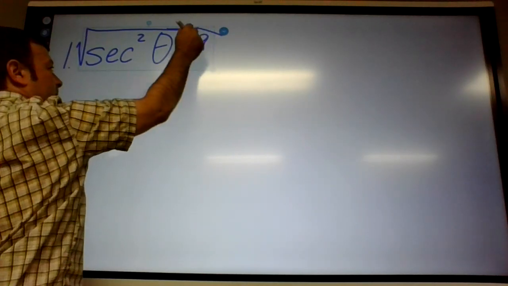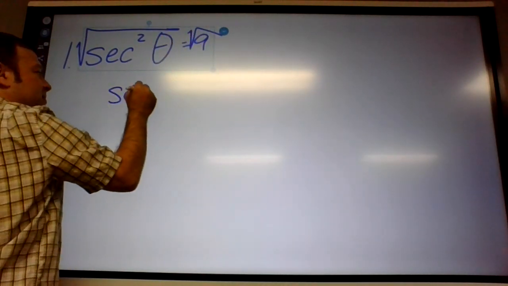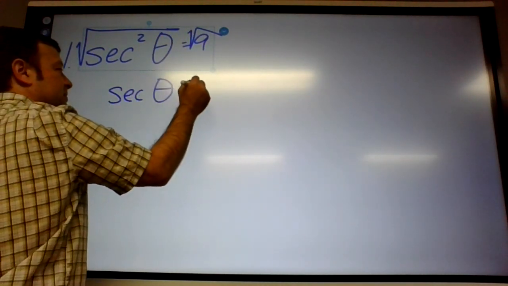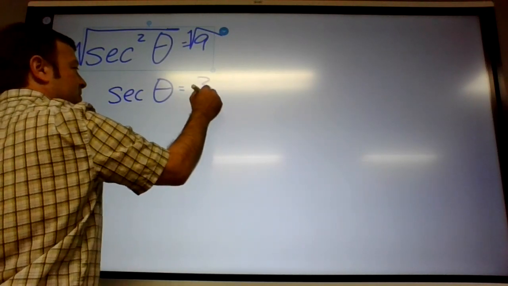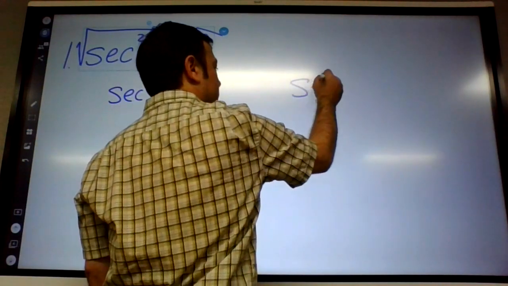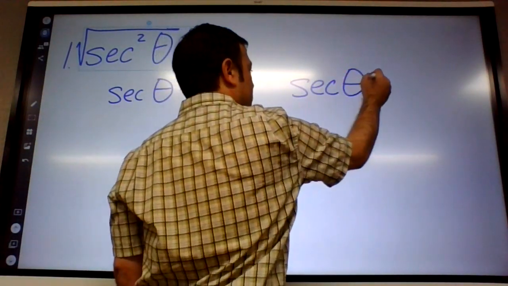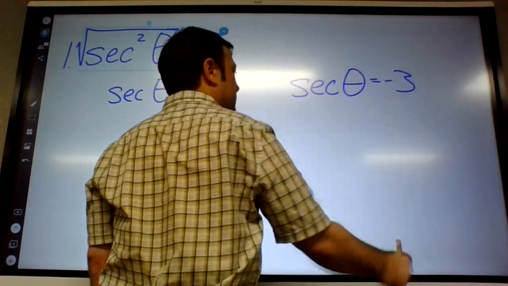You have two. Okay, but when we square root both sides, you guys remember what happens? Plus or minus. So I'm just going to write it like this. Secant of theta equals 3. Secant of theta equals -3.